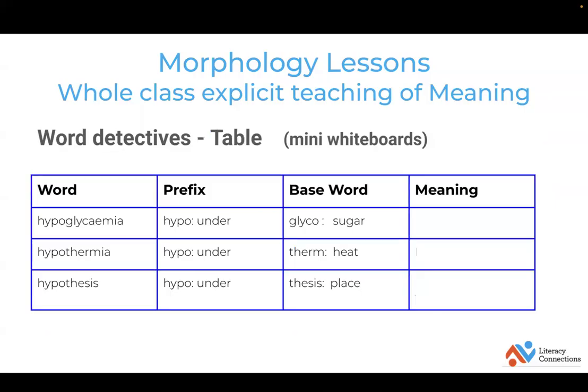And then also we could be doing this as a whole class, filling out that table and just getting children to do this in mini whiteboards. So if we've got the word hypoglycemia and we've been understanding that hypo means low or under, and we've got the base word there as glyco as sugar. So it's something about having low sugar, and the same, so low body heat and the place under foundation, so hypothesis. So that's where the word hypothesis comes in. It's the foundation under the science experiment.